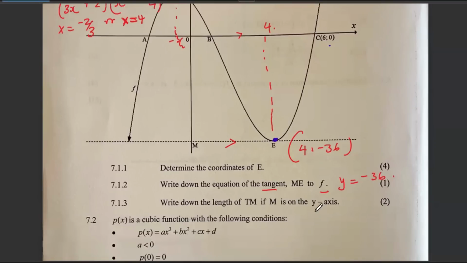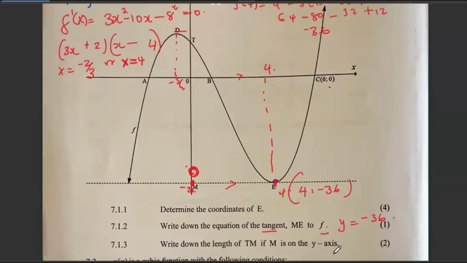All right, then they want us to get the length of TM if M is on the y-axis. So what is the y value here? Does that make sense? Nope. The y value is negative 36, yes. But then the x is 0. Okay, x is 0. This is a 4. They want the length TM. Oh, this is EM. Where is TM?